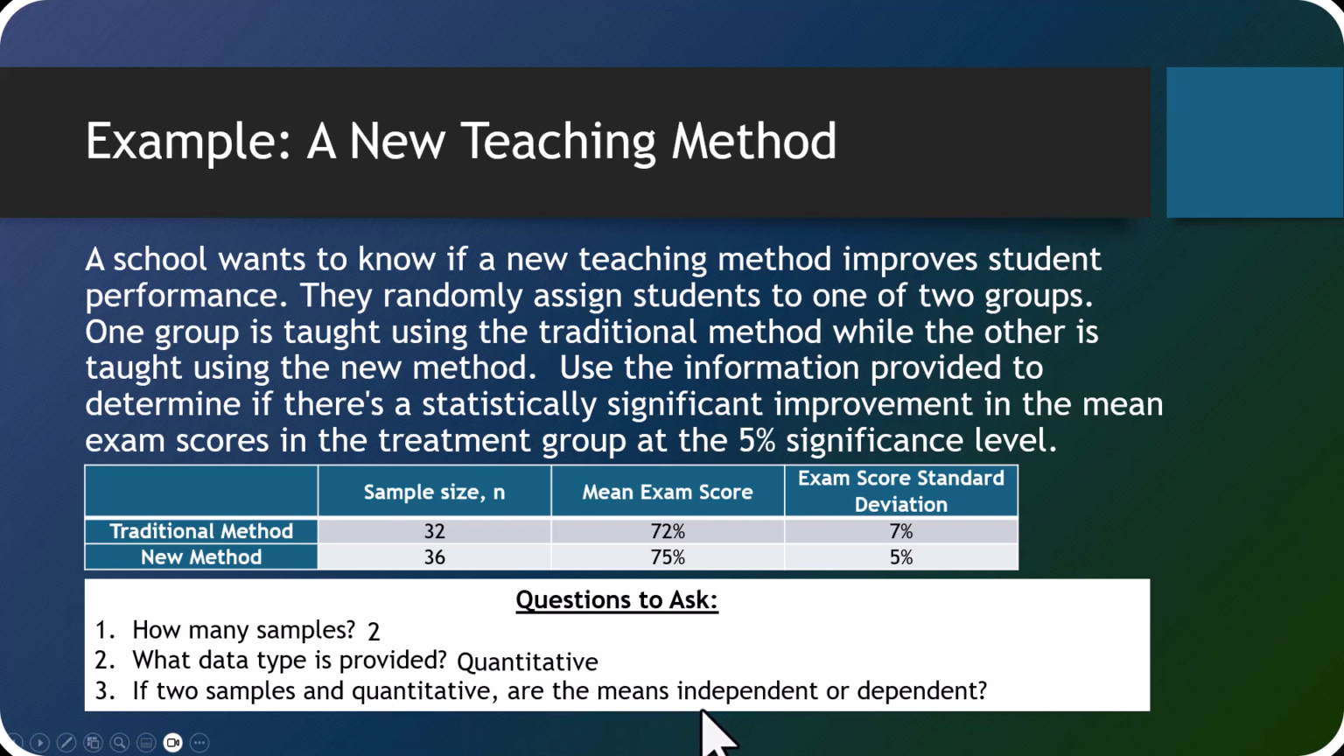So we have to answer this third question, which is, are these means independent or dependent? And again, I encourage you to pause the video, figure out your response, and then unpause it. So in this case, the means are independent.